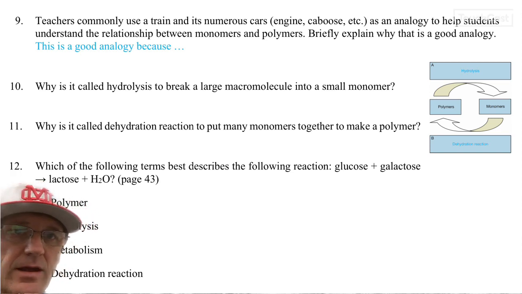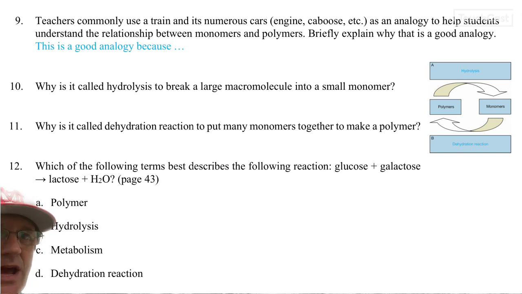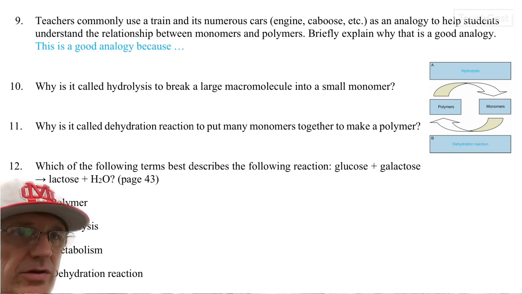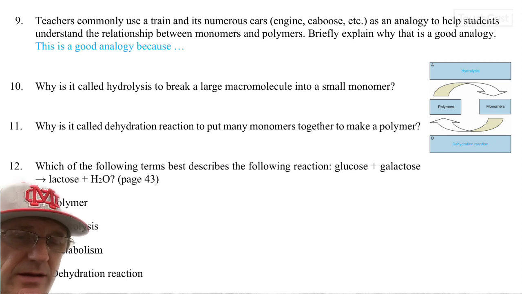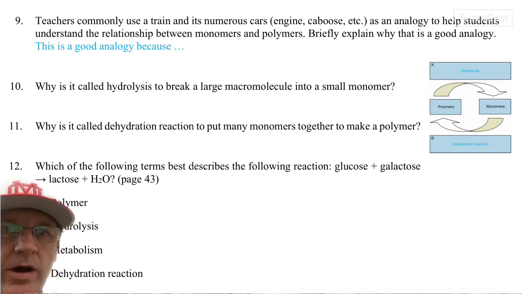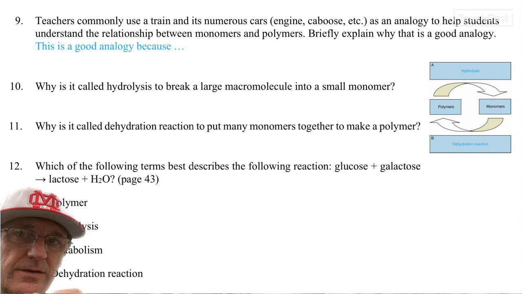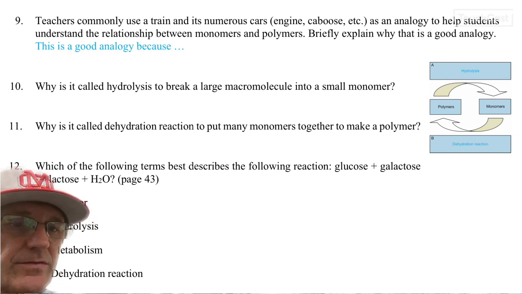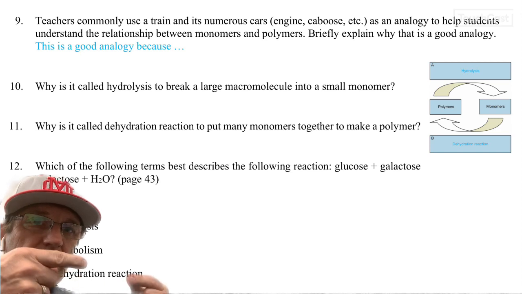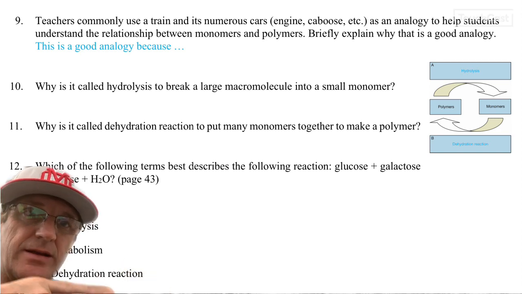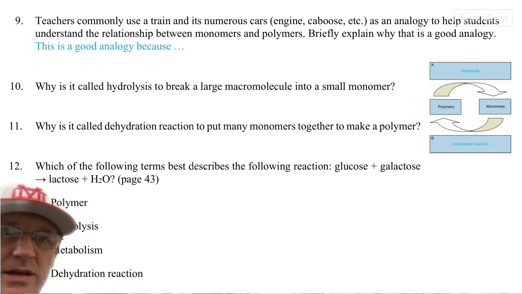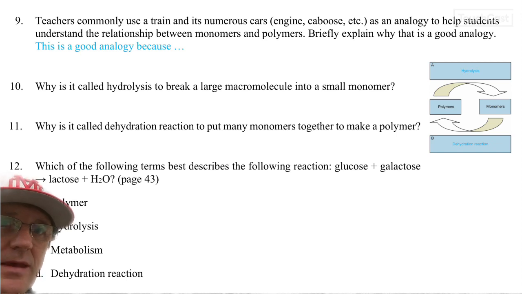And then which of the following terms describes the reaction? Look at that. Glucose and galactose, those are monomers. You are going to put those together. So you're going to have to take a water out of those two combined in order for them to have a rough edge where they're needing to bond together. And that is called a dehydration reaction.